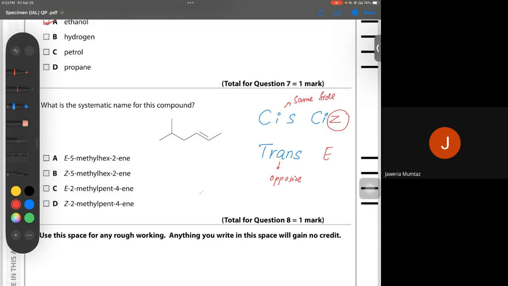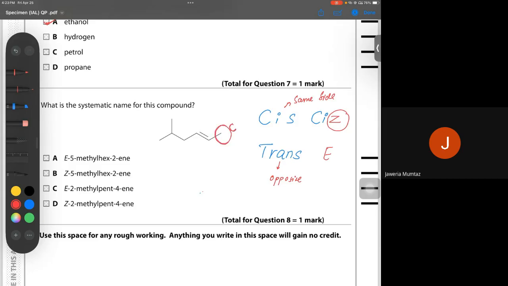Can you tell me, is this cis or trans? Can anyone tell me? Any idea? Is this cis or trans? No, no. This is trans. This is not cis. This is trans.